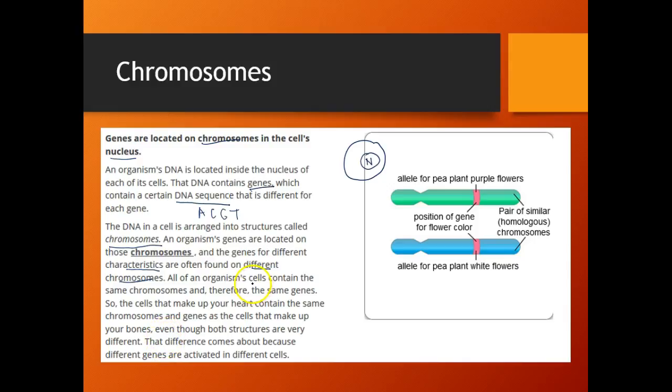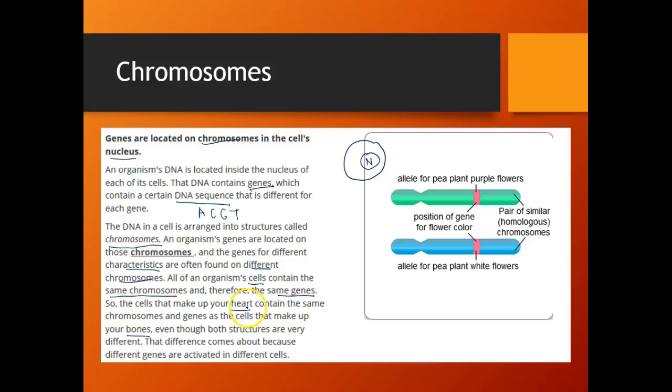All of an organism's cells contain the same chromosomes and therefore the same genes, so the same exact DNA. So for example, if we're looking at the cells that make up your heart and the cells that make up your bones, both of those have the same exact DNA in their cells. However, they make up two totally different things. Your heart and your bones are two totally different things.